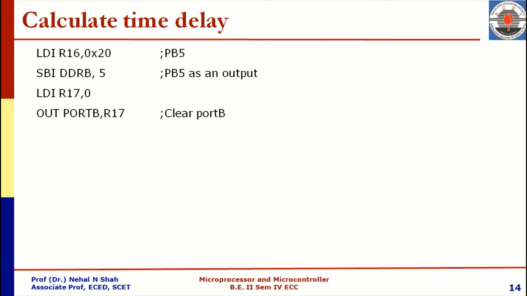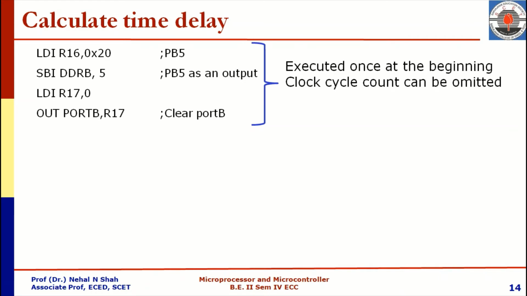Let us calculate time delay for given program. In this program, PB5 is used as output port. Port B is clear initially. So, this set of instructions is executed just once at the beginning of program. So, clock cycle count can be omitted for these few instructions.